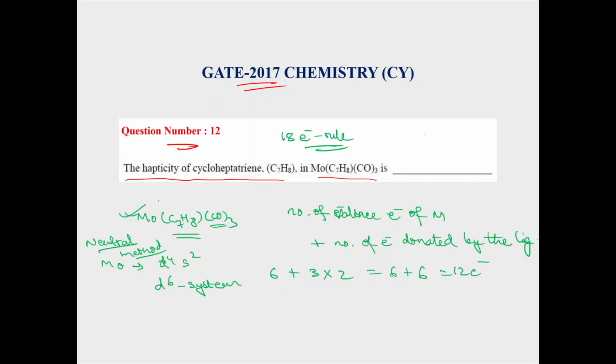And for making this a stable complex, we need 18 electrons. Then simple calculation, 18 minus 12 electrons should be donated by the C7H8 ligand, that is 6 electrons. So this C7H8 ligand should donate 6 electrons. That is, hapticity is 6, right?